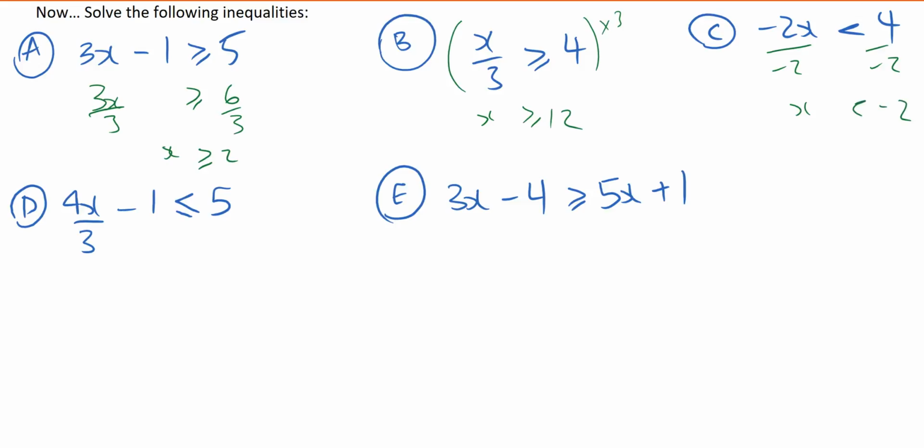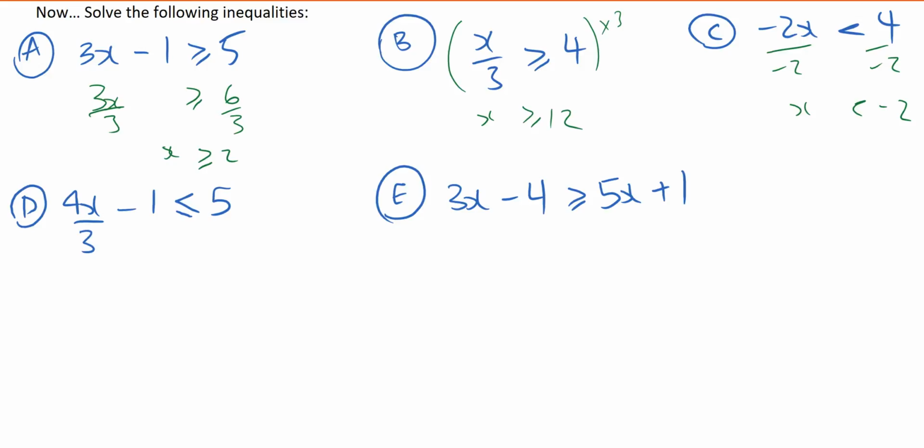Doing that, that's my answer. Doing what I've told you, exactly the same. Keep the signs exactly the same. Divide by negative 2. 4 divided by negative 2 is negative 2. So x is less than negative 2. Are we happy with that? Okay. That's wrong.